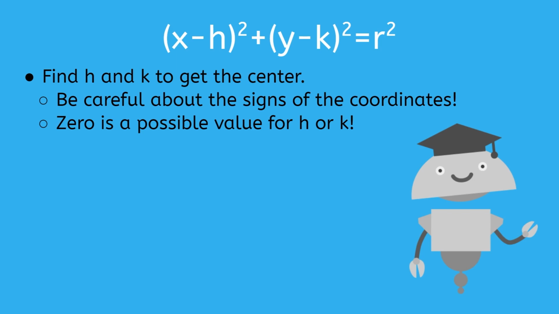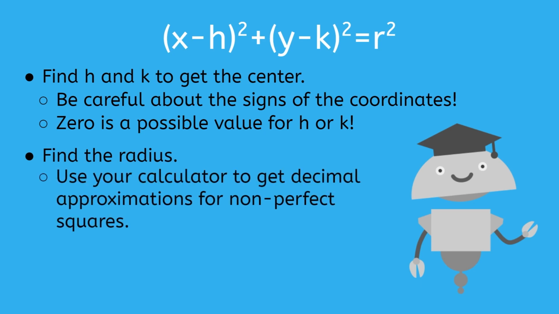You'll also need to find the radius. If you get a square root of a number that's not a perfect square, you're going to have to use your calculator to get a decimal approximation and estimate the location of each point as best as you can.